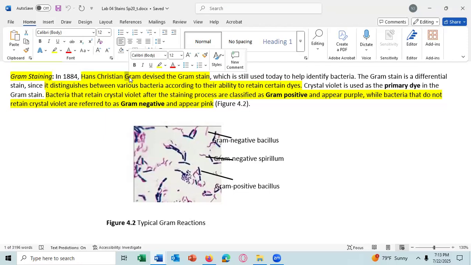Microbiologists soon began using the Gram stain, and they discovered that it was differential among bacteria as well as archaebacteria, allowing people to distinguish the Gram-positive bacteria, which appear purple, from the Gram-negative cells, which appear pink. Any question about any of that?